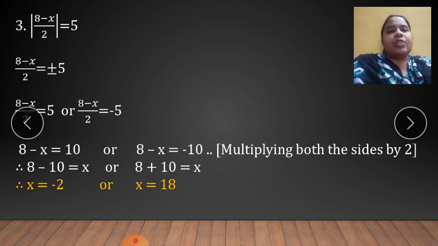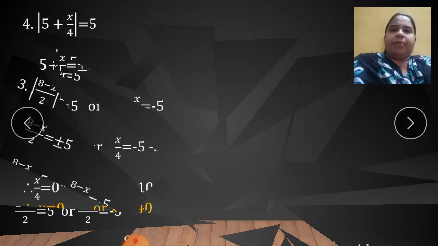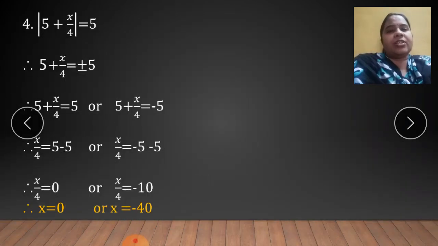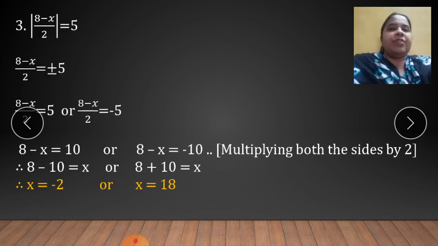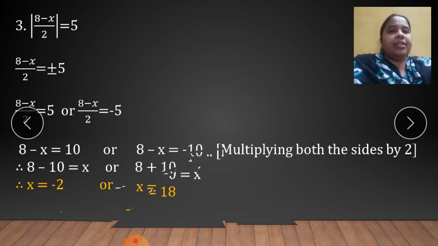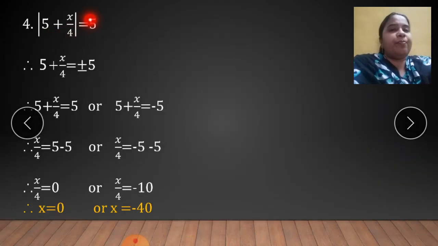Okay, let us move to the next question, that is question number 4. Question number 4 is similar type, where it is also having a fraction. See this, 5 plus x upon 4 is equal to 5. Now the difference between the third and the fourth. See, this is 5 plus a fraction, correct? And see the previous one, it was already a fraction, 8 minus x upon 2. This full thing is a fraction. Okay, and this, the next question, it is 5 plus x upon 4. It is not 5 plus x, the full thing upon 4. Try to understand the difference.